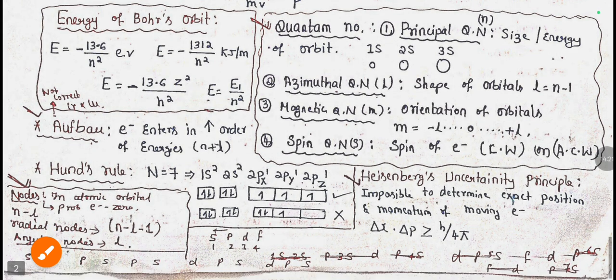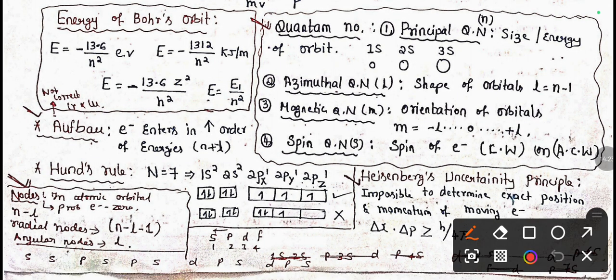Remember about the Aufbau principle. In the Aufbau principle, electrons enter in the increasing order of energies, n plus l value, principal plus azimuthal quantum number value. And the Aufbau principle is not correct for chromium and copper, because they do not follow the normal electronic configuration.